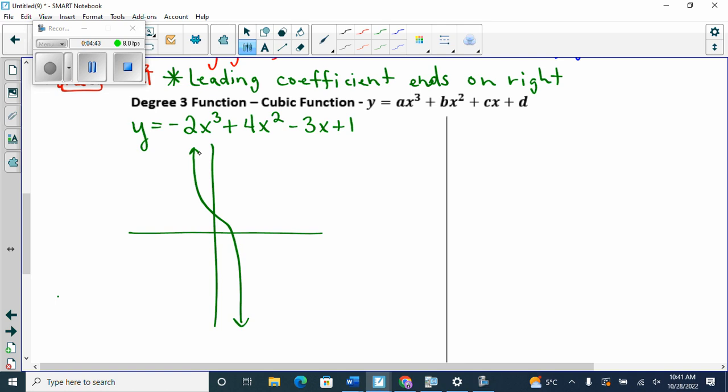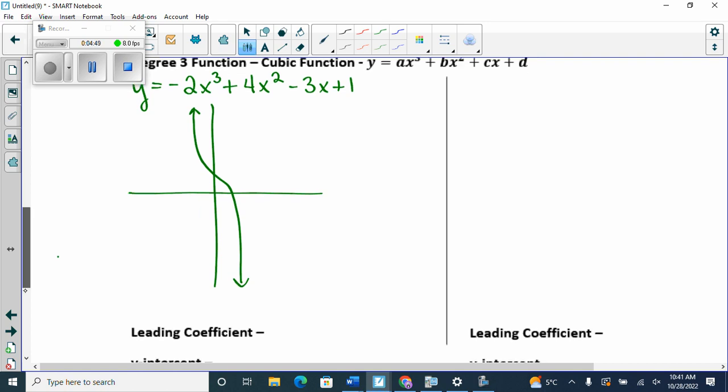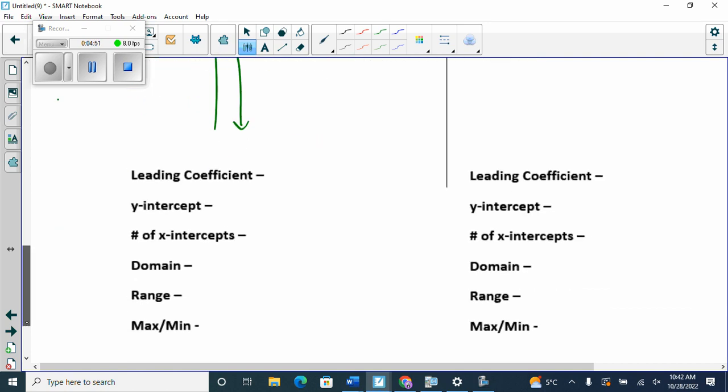Okay? All right. So let's look at this graph in front of us. Well, I'm going to do the max and mins first. So the max and mins down here, these can also be called turning points.